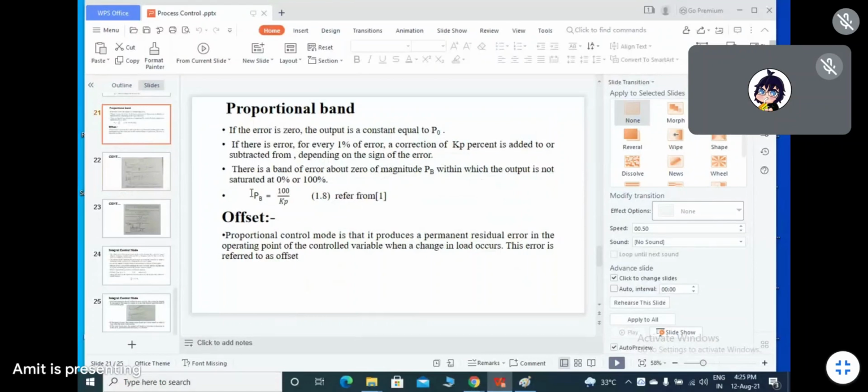By this formula, your proportional band will be very less when Kp is very high. When Kp is very high, proportional band will be very less. Smallest size error will result in more controller output.